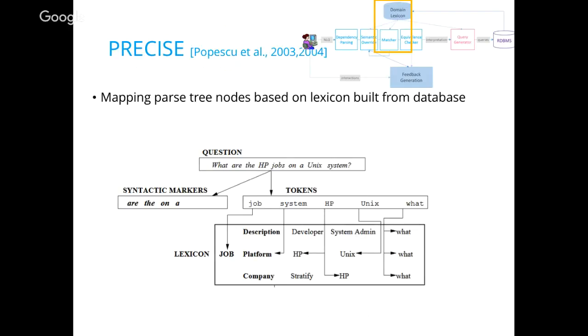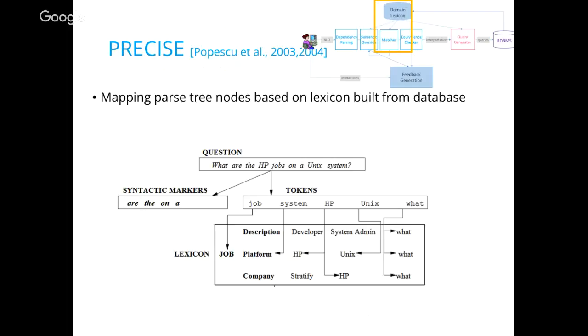So these are the two types of error that PRECISE tries to fix. Then once it fixes the parse tree, what it tries to do next is pre-build some lexicon from the database. As I already told you earlier, a question can be composed of syntactical markers and tokens. Syntactical markers are things like prepositional phrases, determiners, and so on.